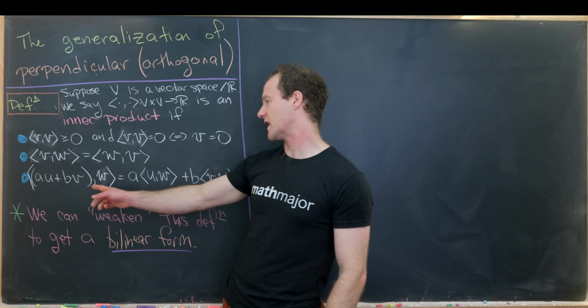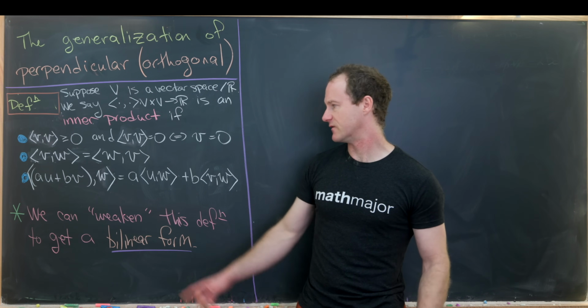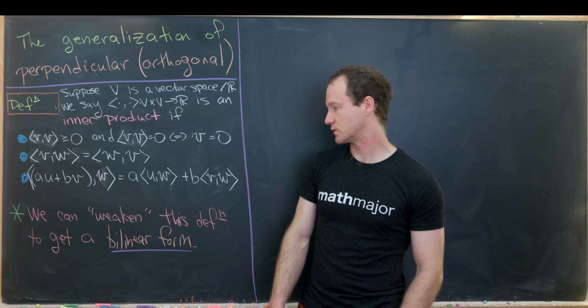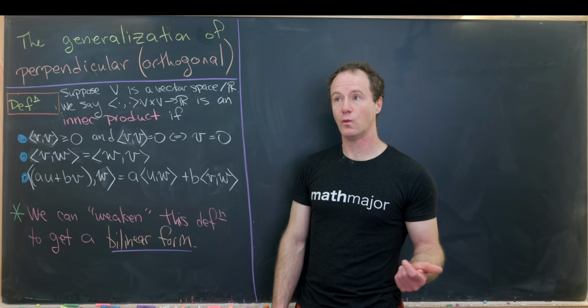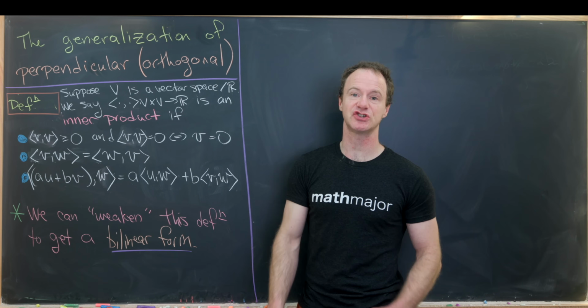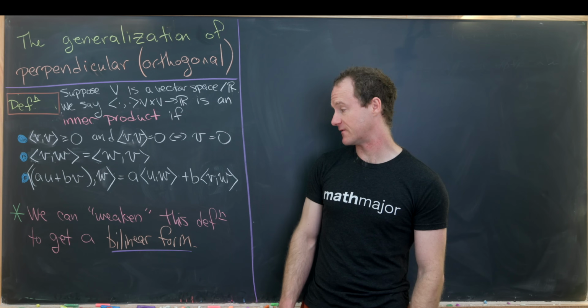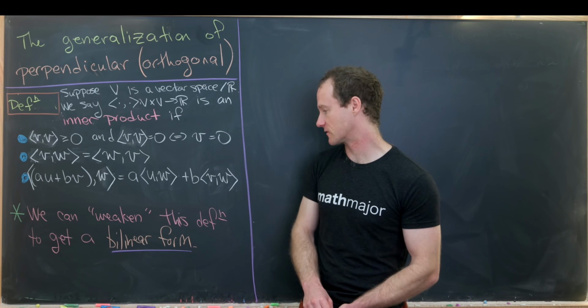And then finally, we've got this distributive rule along with scalars. So that's kind of in line with what we had before as well. Now, I'd like to point out one other thing that's common to do, and that is to take this type of definition and weaken parts of it. And if we weaken parts of this definition, we get something called a bilinear form.